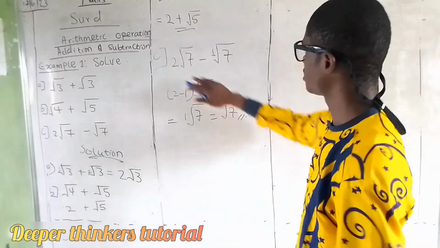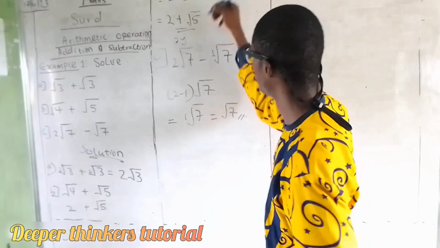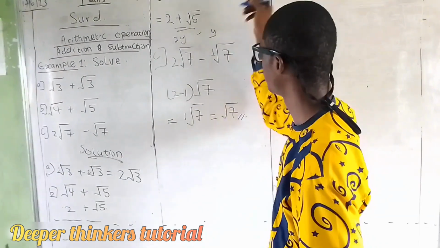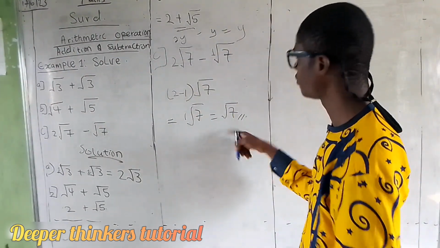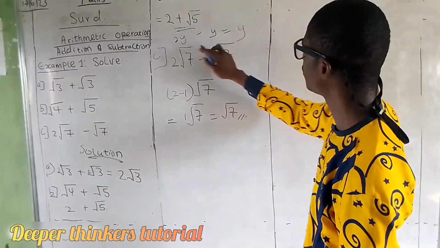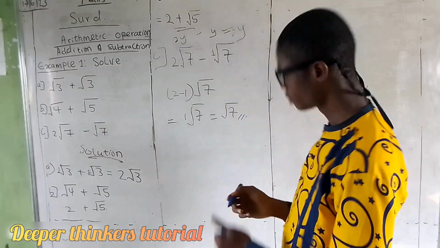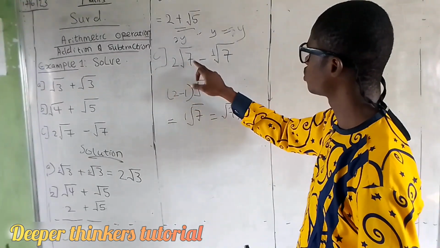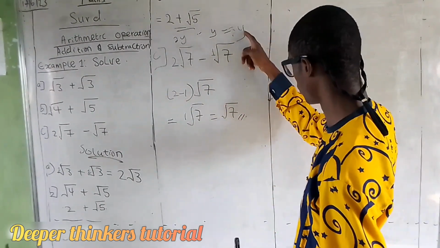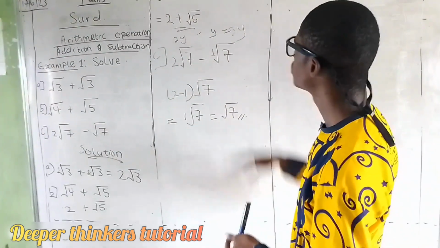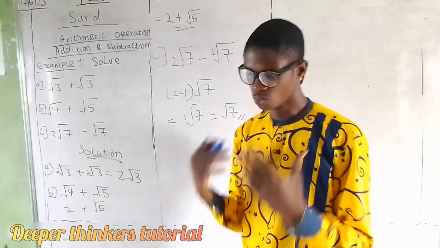Another way you can take it is to bring in my own ideology now. Here I can say 2y minus 1y, which is still y. So since we have y, that means I will have root 7. Assuming it's plus, 2y plus y will give me 3y. Therefore 2 root 7 plus root 7 will give me 3 root 7. So this y represents my root 7. So use whichever method is easier for you to understand.